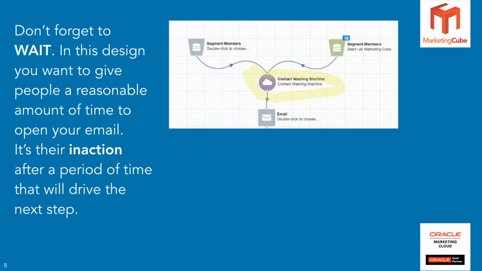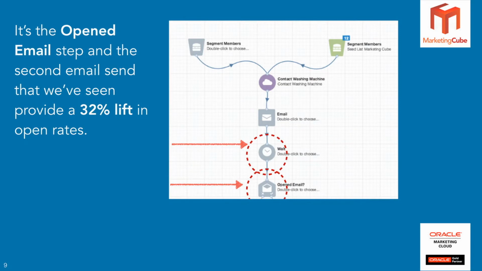Okay, so once we do that, we obviously want to send out our email, and so the email is sitting right here, and so then the email heads out. Let's look at the next one. Okay, so now we've got our contact washing machine at the top here. You can see we've sent our email out.